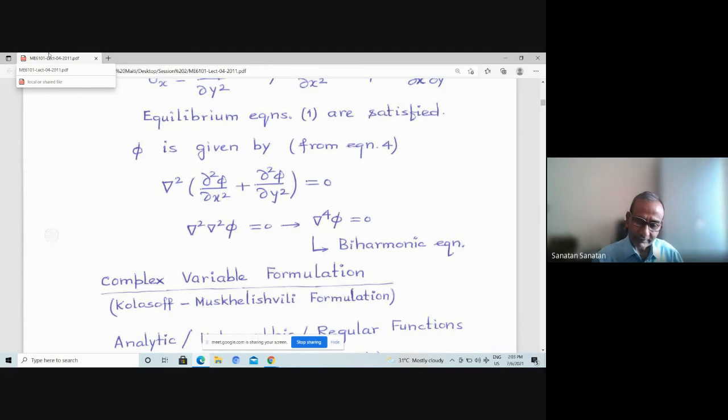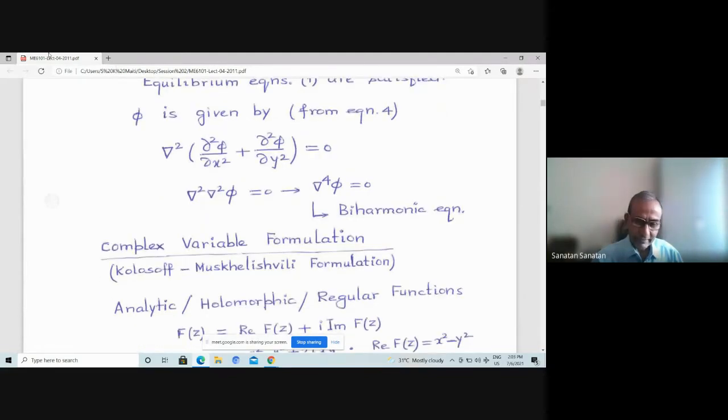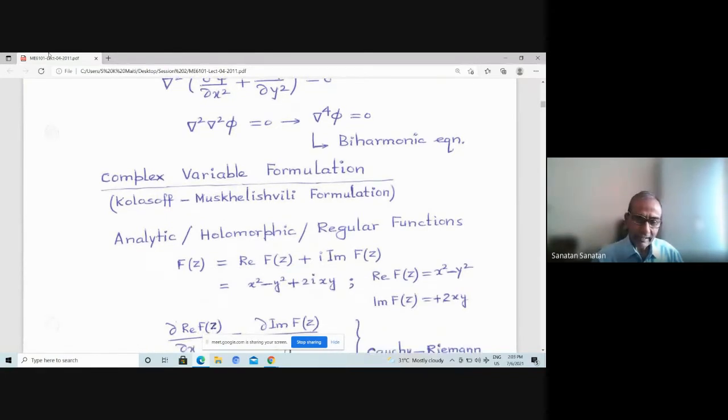Muskhelishvili was a professor in Russia in a mathematics department, and Kolosov was his PhD student. So this formulation was actually the outcome of the thesis of Kolosov under the guidance of Muskhelishvili. So that's why it is known as the Kolosov-Muskhelishvili formulation. And it is based on analytic function, or holomorphic function, or regular function.